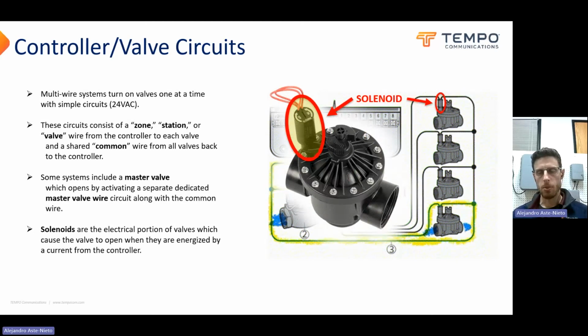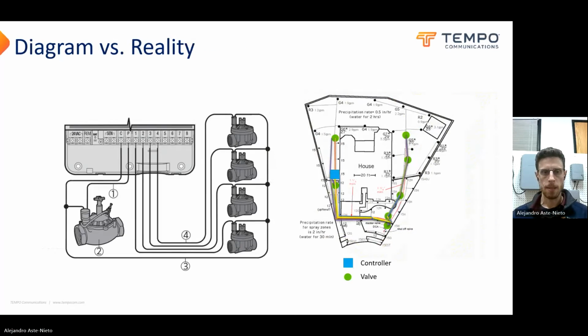Then I mentioned the word solenoid earlier. That's the portion of the valve that gets energized and allows water to flow through the valve. We're not going to get too much into how that happens, but as far as electricity is concerned, this is where things end, and then things become hydraulic. So we have these nice little diagrams to show us how these circuits work.